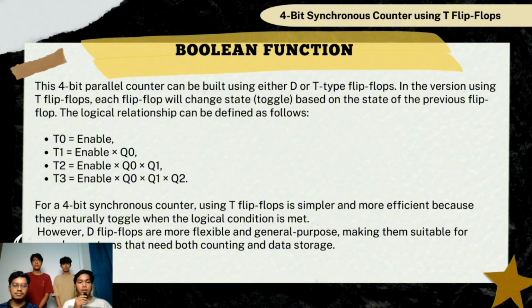T0 equals to enable, which means it is 1. T1 equals to enable and Q0. T2 equals to enable and Q0 and Q1. T3 equals to enable and Q0 and Q1 and Q2.